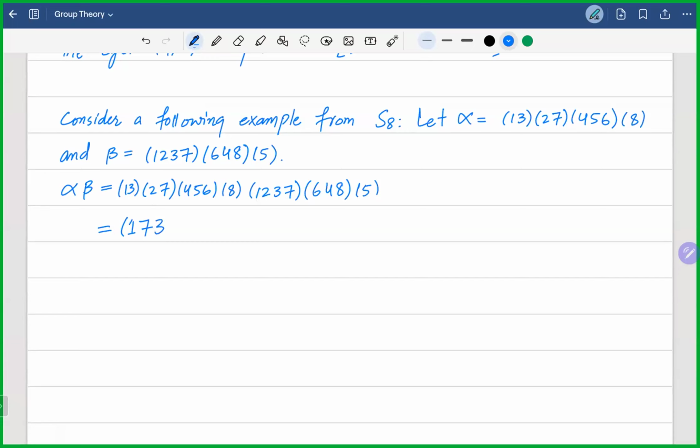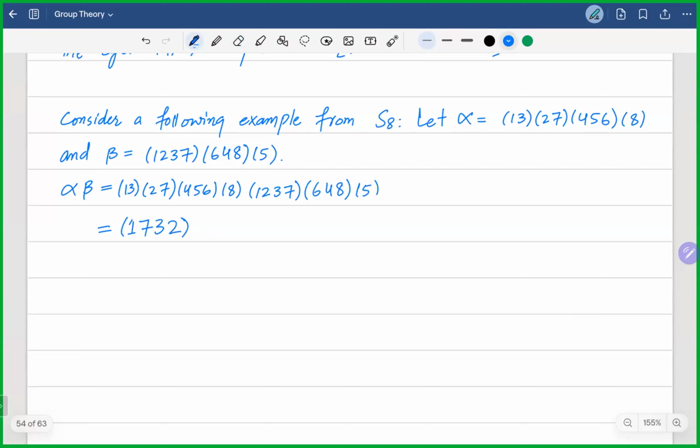Now 3: 5 fixes 3, (6 4 8) fixes 3, but (1 2 3 7) sends 3 to 7. Then we are back at 7, and then 7 goes to 2 in (2 7). So we are at 2. Then again we are at (1 2 3). 2 goes to 3, and then 3 goes to 1. So we have a cycle which completes here. We don't write 1 here, we just complete the cycle.